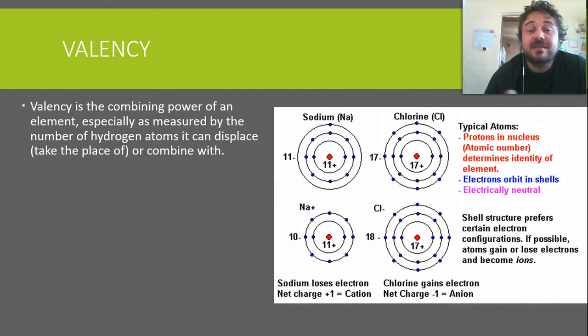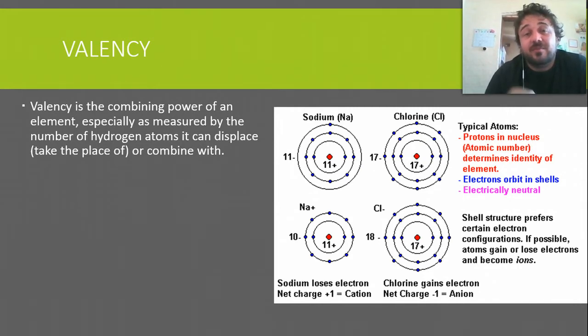So valency. Valency is the combining power, so the power of it to attract other things to it. And it's measured by how many hydrogens it can displace. So a sodium atom, which we see here, because it's positive valency, it will take the place of a hydrogen, or how many hydrogens it can connect to or combine with. So if something has a valency of -1, that means it can pull 1 hydrogen to it. If it has a valency of -3, it can pull 3 hydrogens to it.